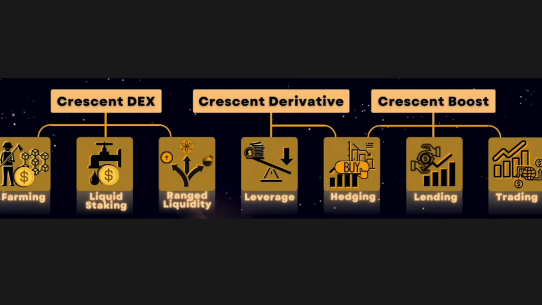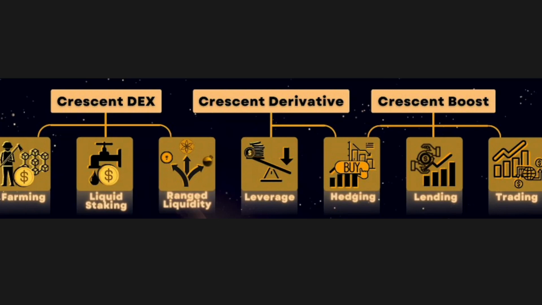LP farming is, in general, a mechanism that rewards people who offer liquidity to a decentralized exchange, who are called liquidity providers. Liquid staking is a staking mechanism where you can stake your CRE tokens and get bCRE tokens. So what are bCRE tokens? bCRE tokens are bonded Crescent, which is created when you stake your CRE token. By participating in these systems, you can earn both staking and farming rewards at the same time.